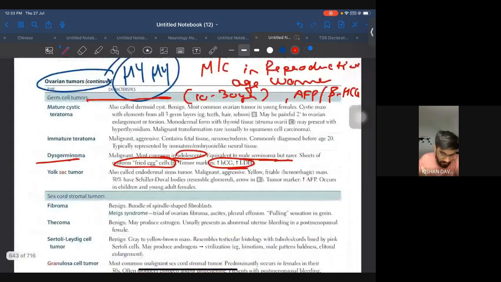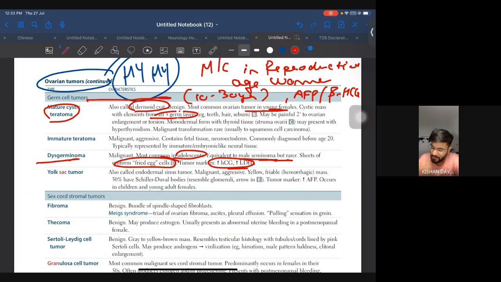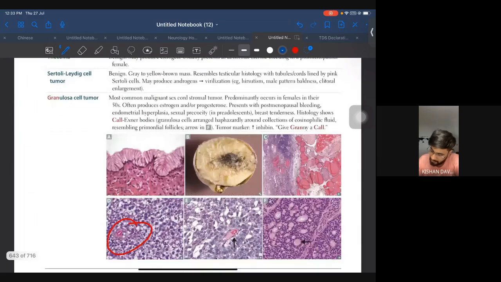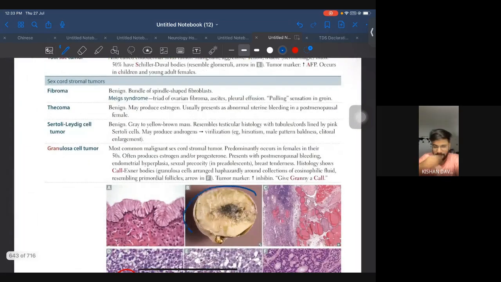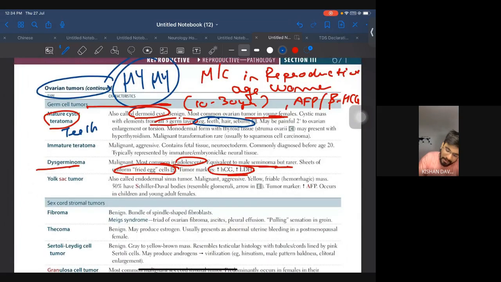Coming to the second, mature cystic teratoma, also called dermoid cyst. Remember this name. Most common ovarian tumor, cystic mass with elements from all three germ layers. Teeth, hair, and sebum. They will show you an image of hair, and sometimes they will show an image of teeth. In one of the questions in NBME they showed teeth, and in UL they are showing hair. So make sure you are thorough with both of them. If they ask you any of them, your answer will be mature cystic teratoma.